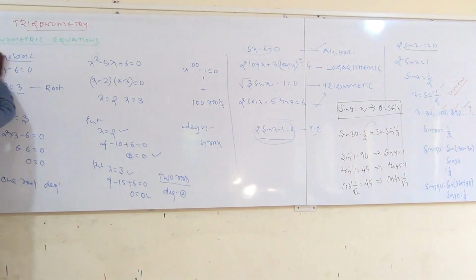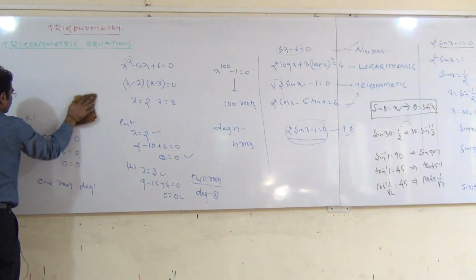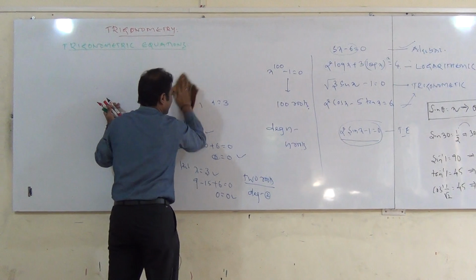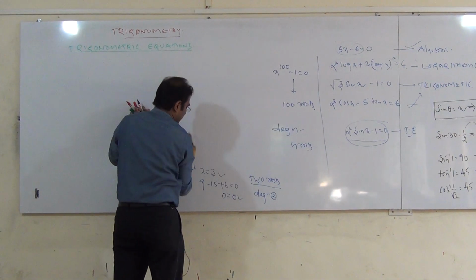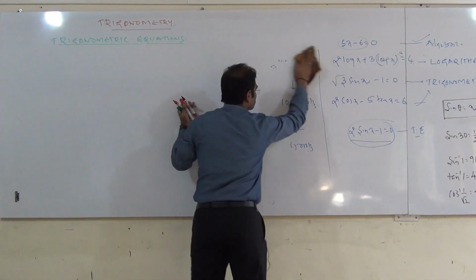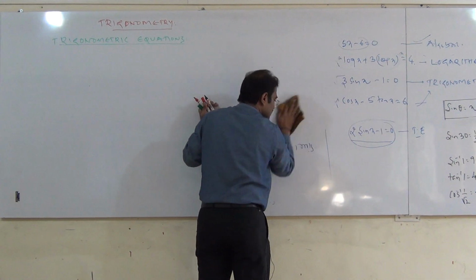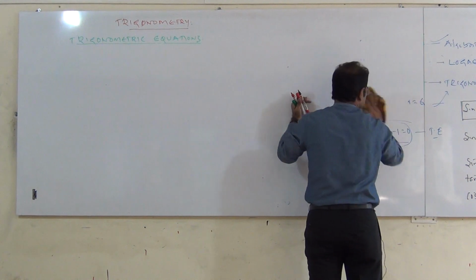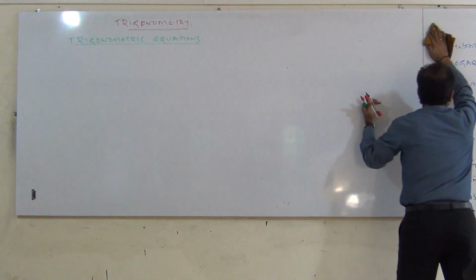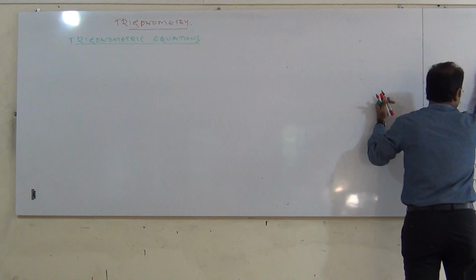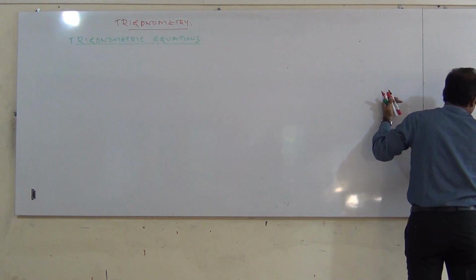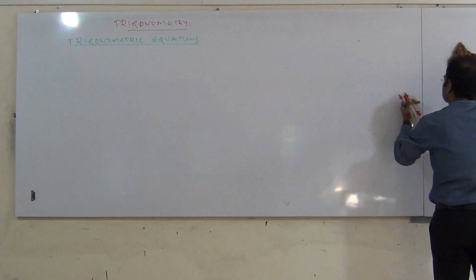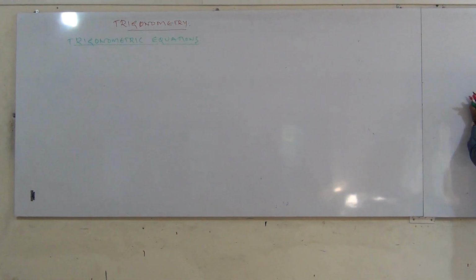Okay, in trigonometric equations, first I have to write theorem number 3. There are 3 theorems. The 3 theorems mean 3 general solutions. I call that one a general solution. General solution of sin y, general solution of cos y, and general solution of tan y. Right.